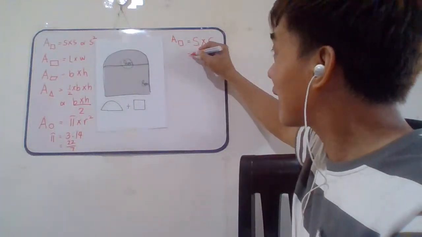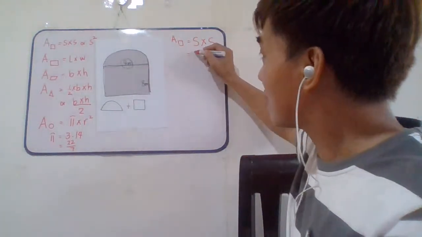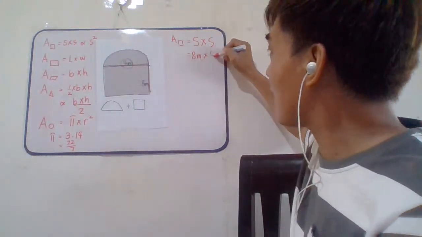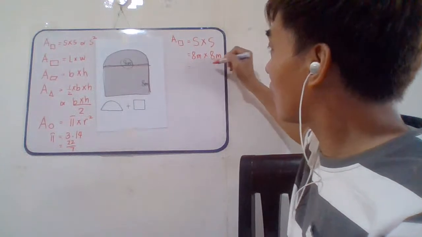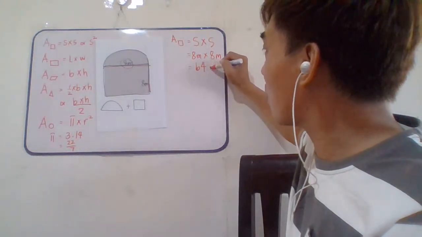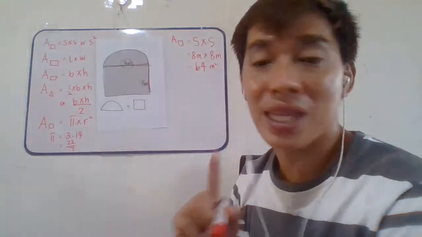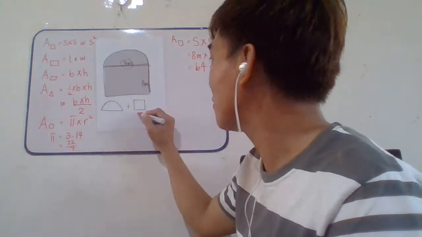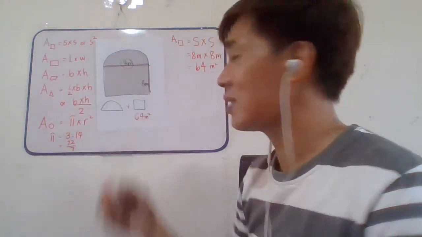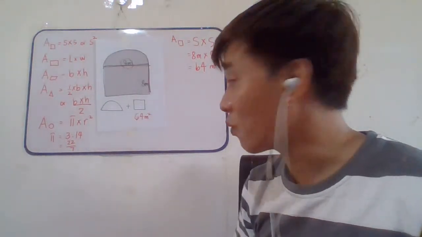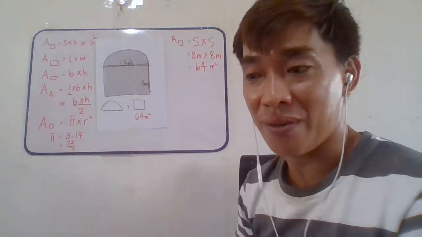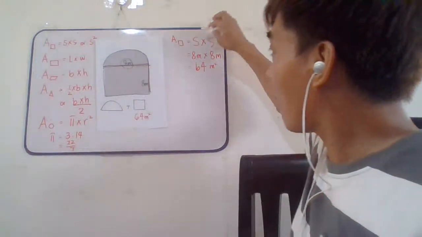Now, our side here is 8 meters times another side here, which is also 8 meters. So the total is 64 meters squared. Remember that the unit is always a square unit. Okay, 64 meters squared or 64 square meters. That's the area of the square. Let's proceed to the area of the circle.